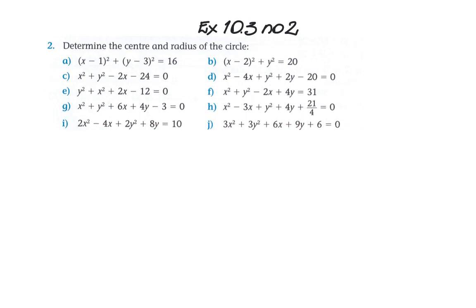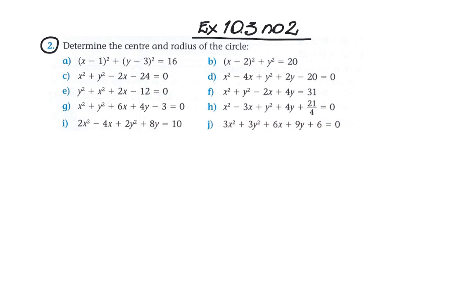Let's go back to reading of the general equation, some important information about the circle. We are looking at exercise 10.3, question number 2 from your textbook, and they are asking us to determine the center and the radius of each of the circles. On the first two, I think that is very, very simple.